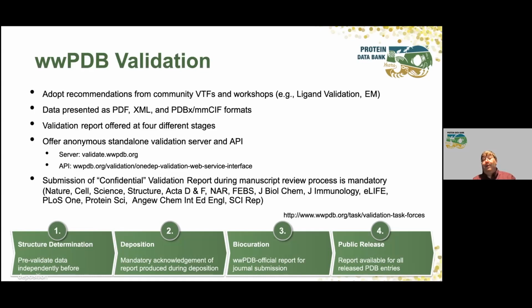Validation reports are offered at 4 different stages. I told you, you could do the anonymous standalone validation server at validate.wwpdb.org. There's also a standalone API, an anonymous API service, that you could use to submit them fully electronically. And then you'll be given different validation reports, depending on what stage of your deposition they are. So you can do it before you start your deposition, during your deposition, after biocuration, and at the public release. Each have different watermarks signifying where they should go. But I want to emphasize it's after biocuration. The confidential validation report is a report that many journals are now requiring at the time of your submission.